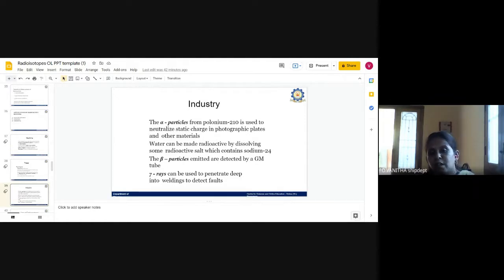Then gamma rays can penetrate more compared to the other two, alpha and beta rays. So here the gamma rays are used to penetrate deep into the weldings to detect any defects available inside.